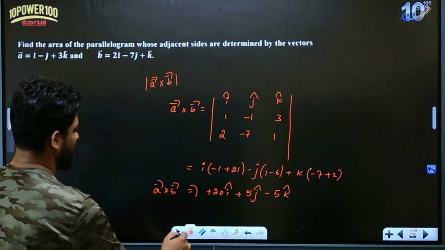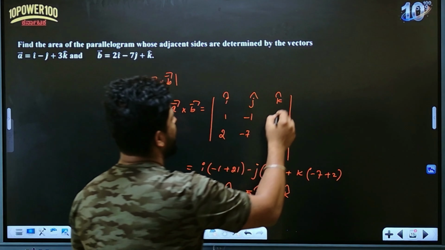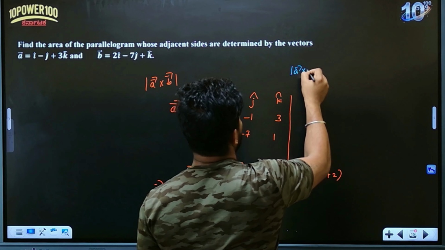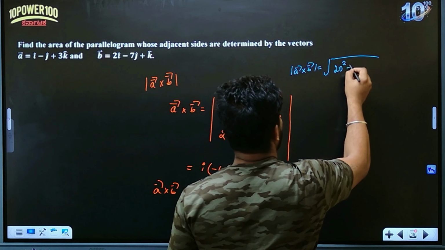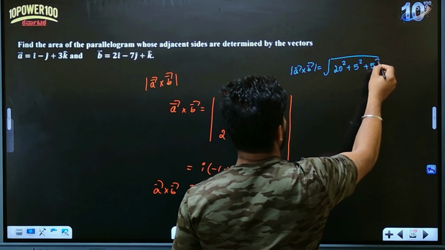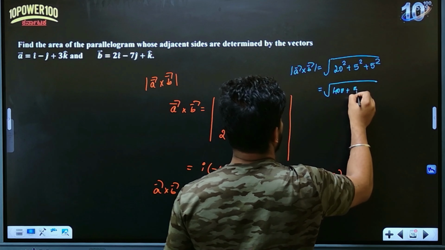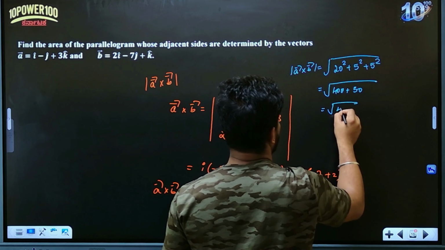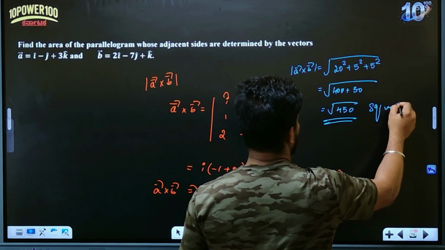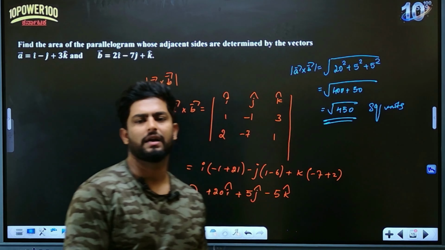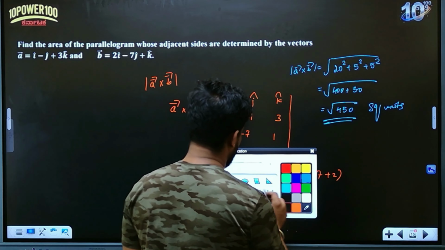So next, very simple. Find the magnitude of this vector. So magnitude of a cross b is equal to square root of 20 square plus 5 square plus 5 square. So 20 square is 400, 400 plus 50, so square root of 450. Just keep it as it is. So area is equal to root 450 square units. So the answer is root 450 square units.